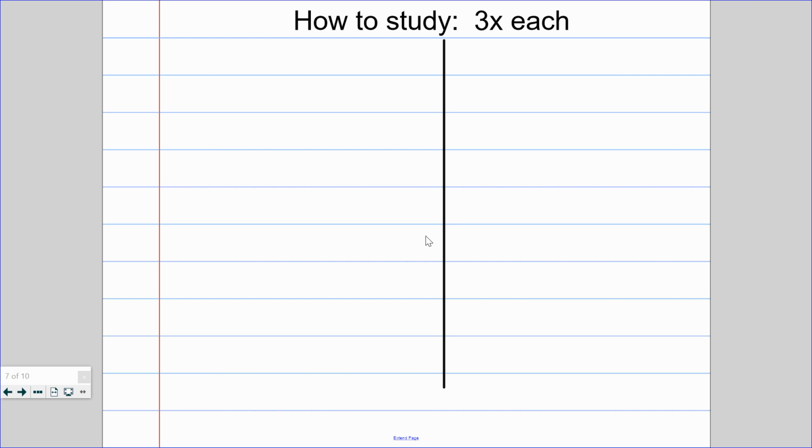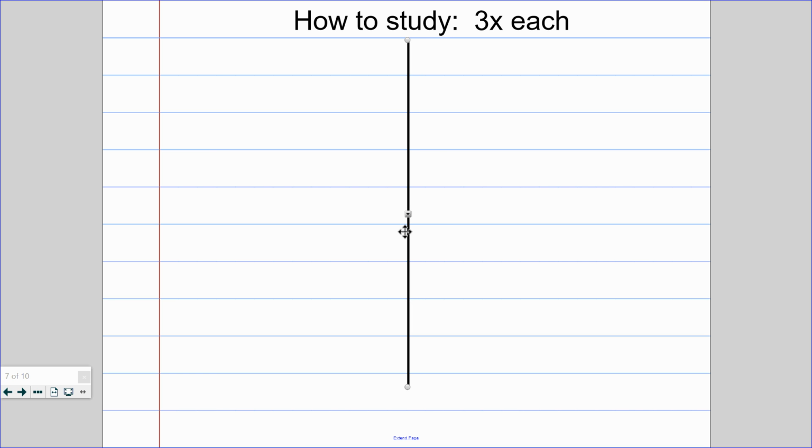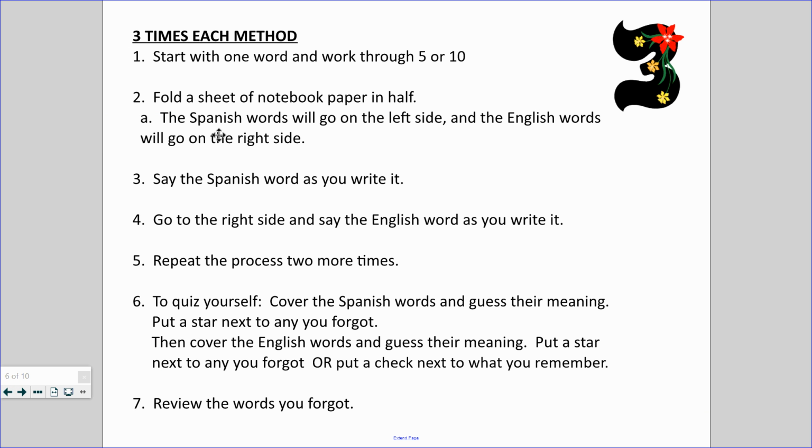So here's my notebook paper. I've got it folded in half. If you don't have notebook paper, colored paper is okay. I like notebook paper because I like to use lines. You want to fold the notebook paper in half, and the Spanish words are going to go on the left side, and the English words are going to go on the right. If you know another language and want to do Spanish and Swahili, or Spanish and Arabic, that's totally fine. Some people disagree with using another language. You can do Spanish and a picture if you really want to. As long as you are learning Spanish words, that's fine.